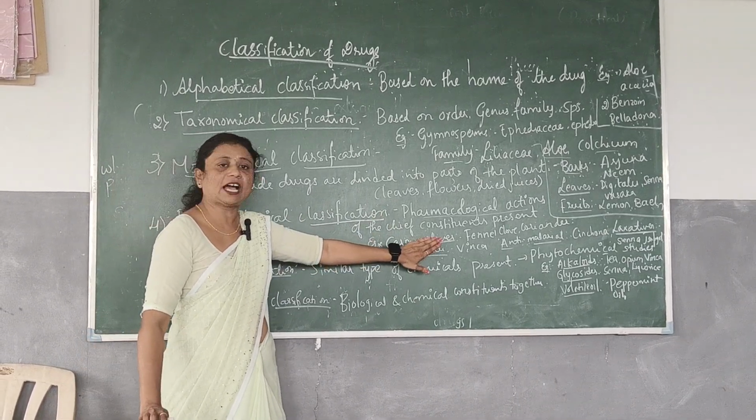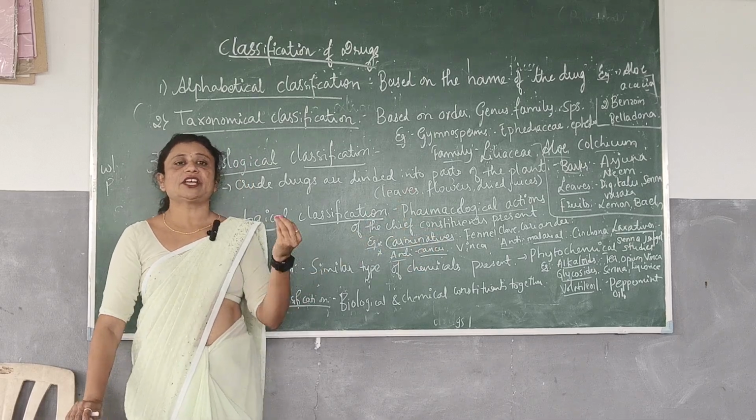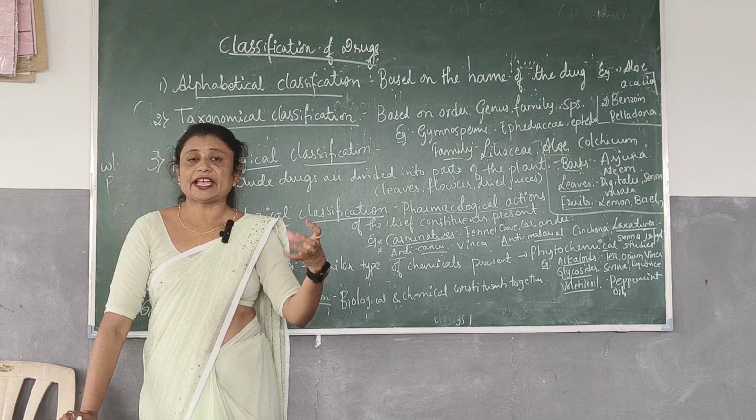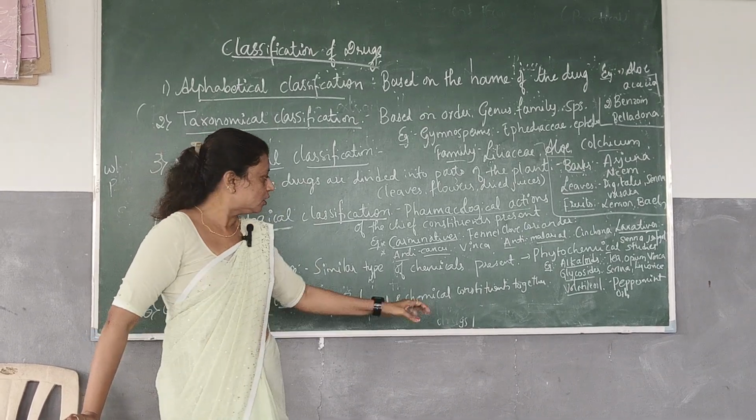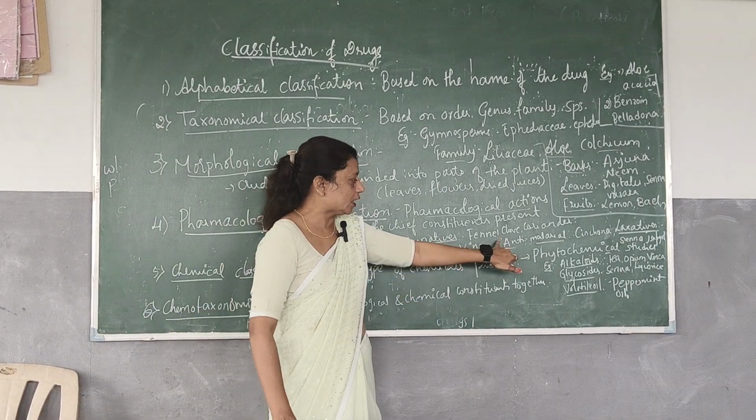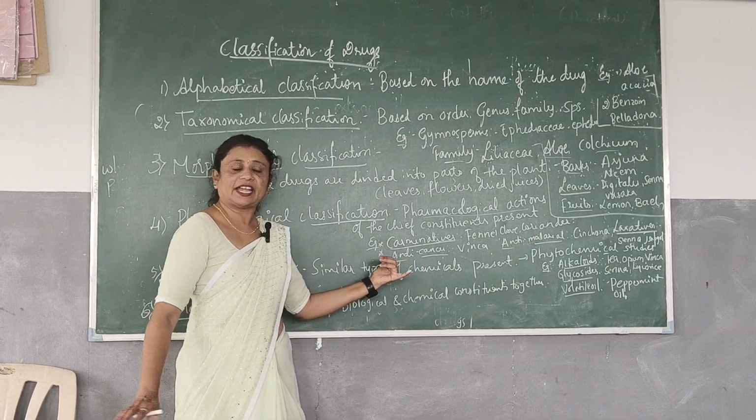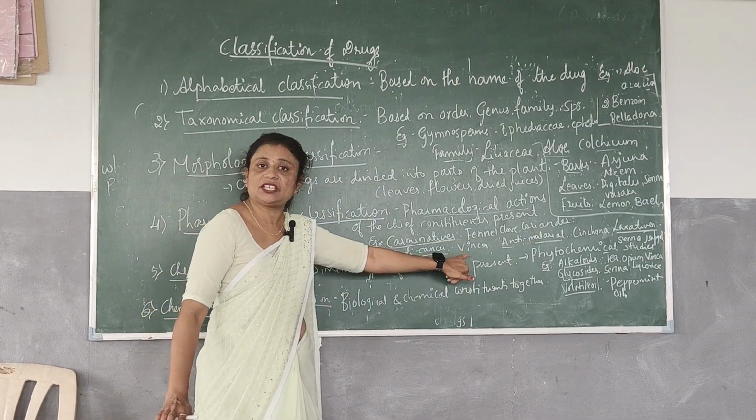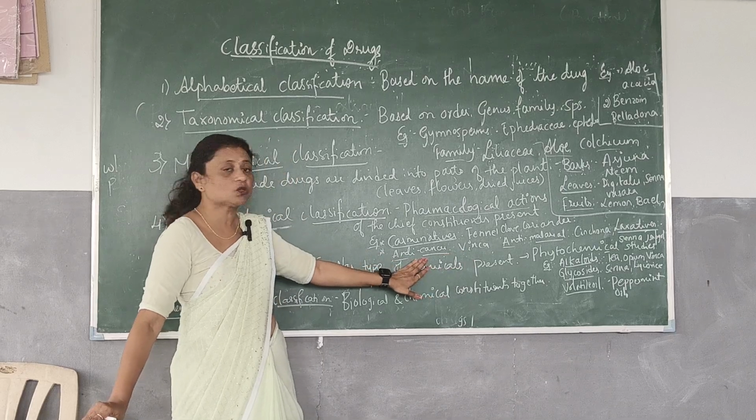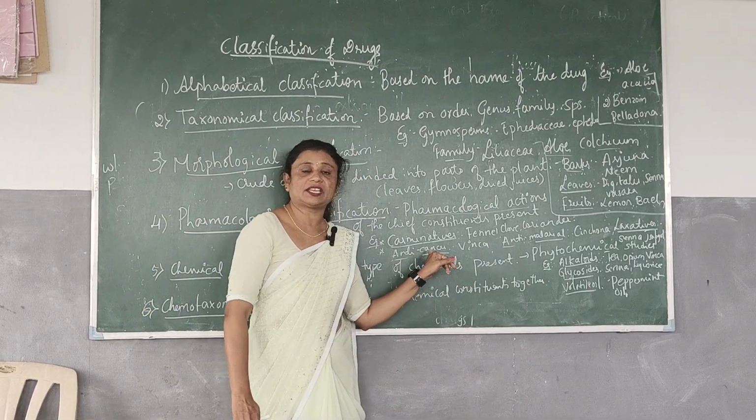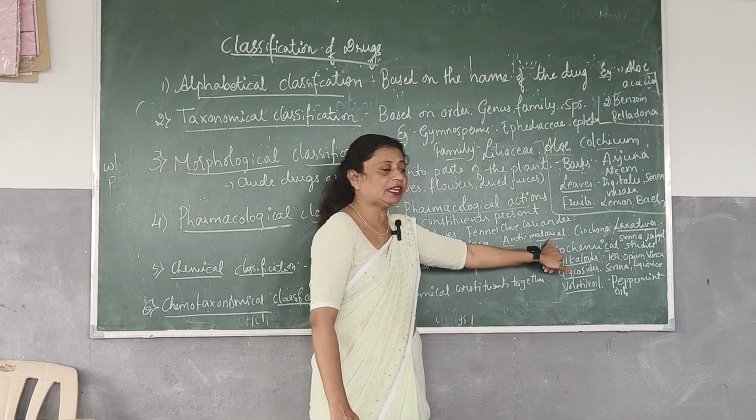For example, take carminatives: the drugs which are used to relieve flatulence or gas from the gastrointestinal tract. The carminatives examples are fennel, clove and coriander. Next is anti-cancer drugs. Vinca is used as an example; these are drugs used in the treatment of cancer. These are also called anti-neoplastic agents. Next, coming to the anti-malarials.